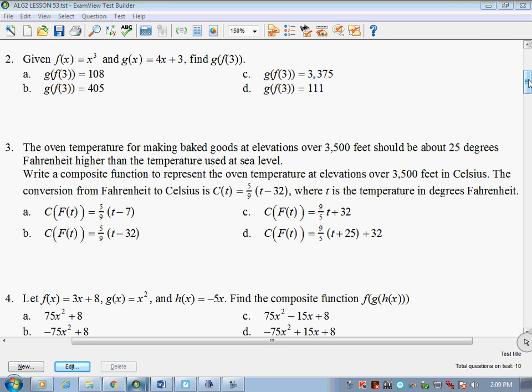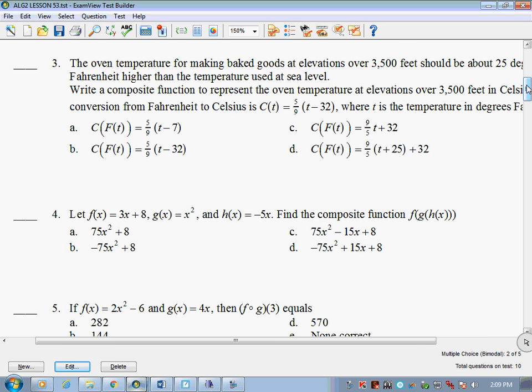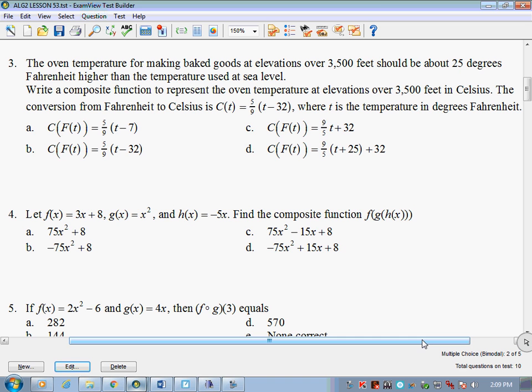All right. Let's see. Number 3, I'm kind of going to do for you because the way that's worded could be a little confusing to us. All right. The oven temperature of baked goods at elevations over 3,500 feet should be about 25 degrees Fahrenheit higher than the temperature used at sea level. We want to write a composite function to represent the oven temperatures at elevations over 3,500 feet in Celsius. The conversion from Fahrenheit to Celsius is given by a function that we're going to see here, where T is the temperature in degrees Fahrenheit.